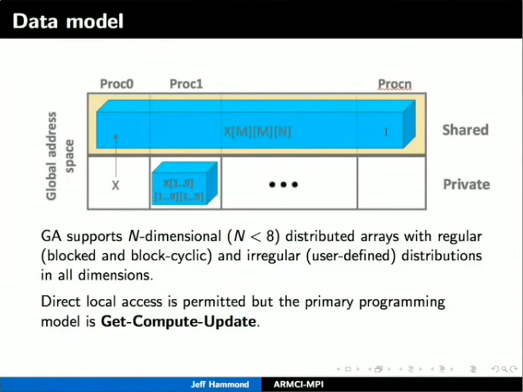You're basically doing check-in, check-out, or check-out, check-in, and it supports distributed arrays with regular and irregular distributions all seamlessly, so you don't have to manage that explicitly when you're in the communication part of the code. You only manage that once during the creation of the array.